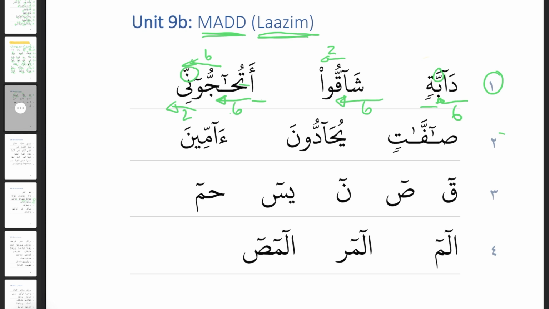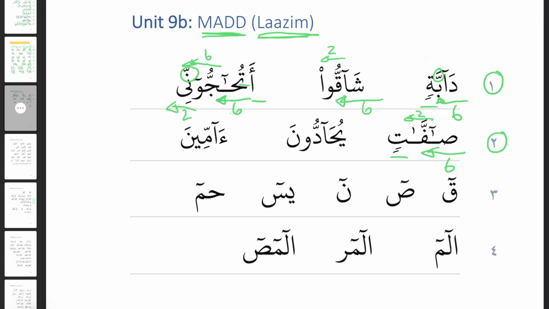Okay, we've got some more examples of this 6 count stretch on line 2. Let's have a look. We've got the sod. Recognize the 6 count stretch. You have a squiggly med followed by a letter with a shadda. That is the reason for extending what was already a 4 count stretch into a 6 count stretch. Safatin. This was 2 here, wasn't it?